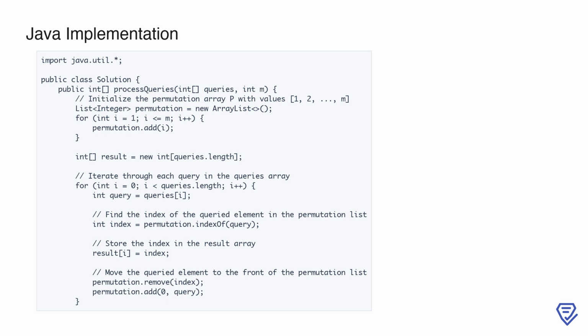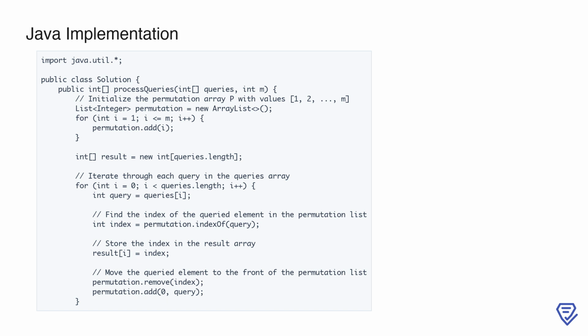Here, we start by importing the necessary packages and defining the solution class. Within the processQueries method, we initialize a permutation list, which will hold the integers from 1 through m, representing the starting state of the permutation. This is achieved by looping from 1 to m and adding each number to the list. We also create an array called result to store the output for each query.